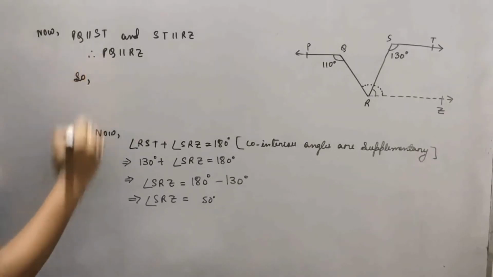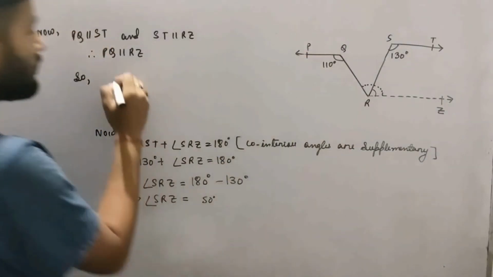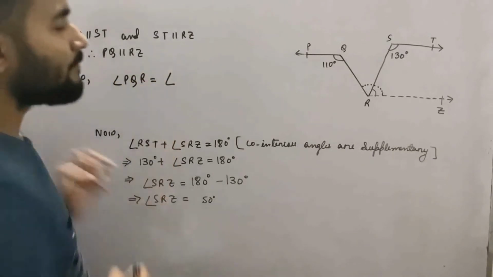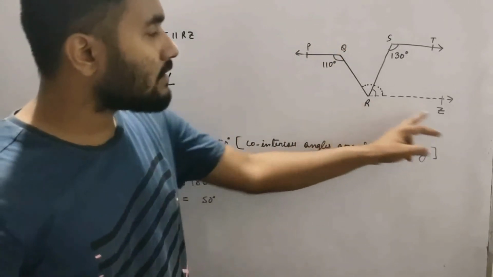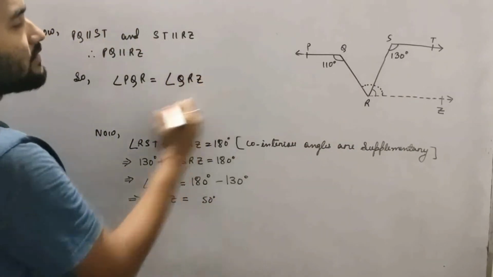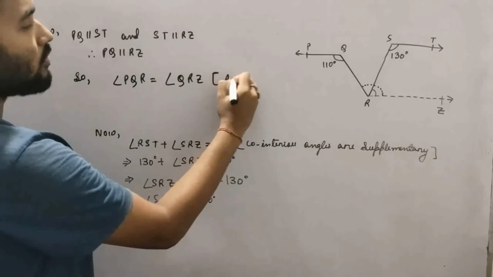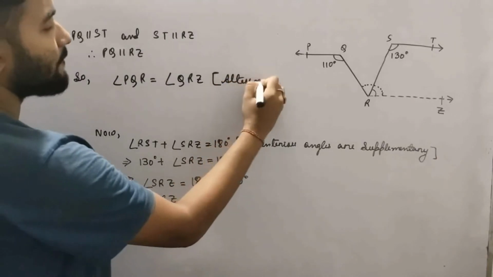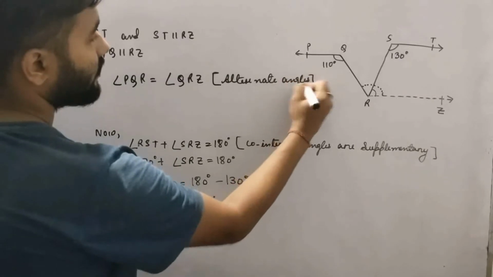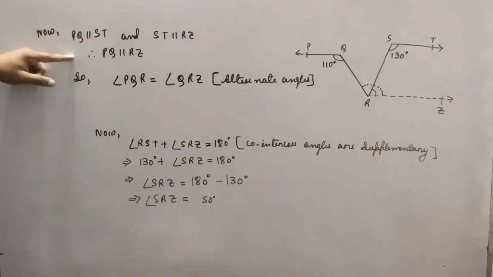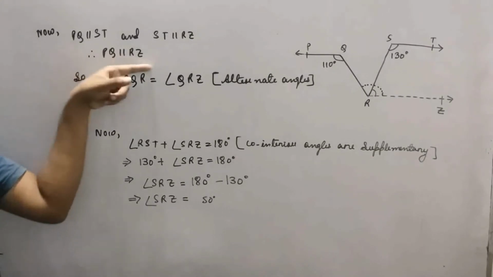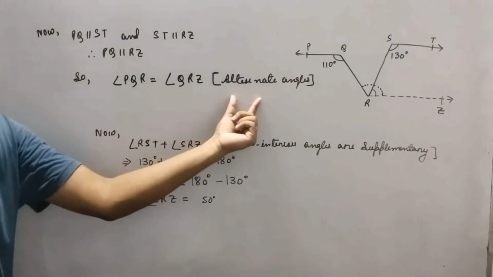So I can say that angle PQR will be equal to angle QRZ. What will be the reason? Alternate angles. And why I said this line is important, that you have to write PQ parallel to RZ, is because if you don't write this line, you cannot say that they are alternate angles.